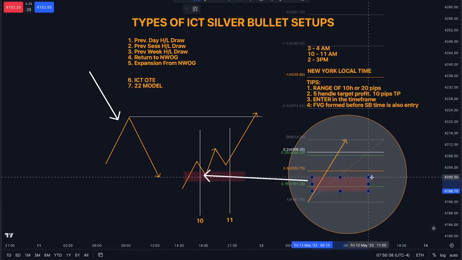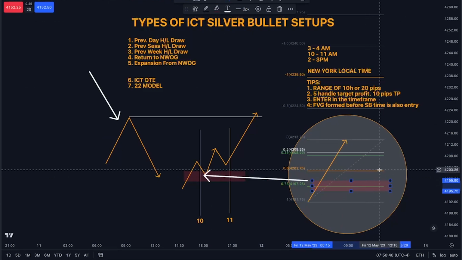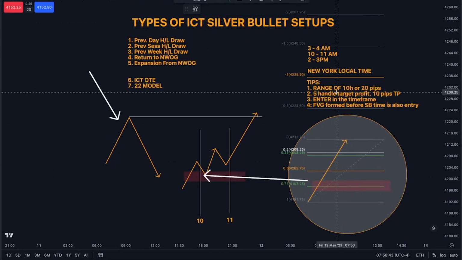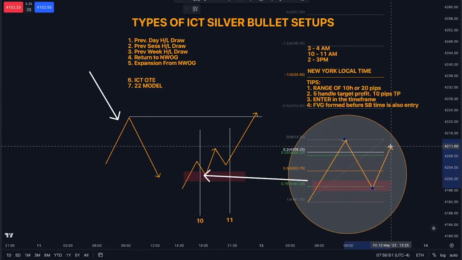So if a fair value gap is below this 0.5 fib, that's your optimal trade entry, and it's a higher probability setup. Enter here and move up. Simple as that. And the 22 model is just the model that ICT was teaching last year.